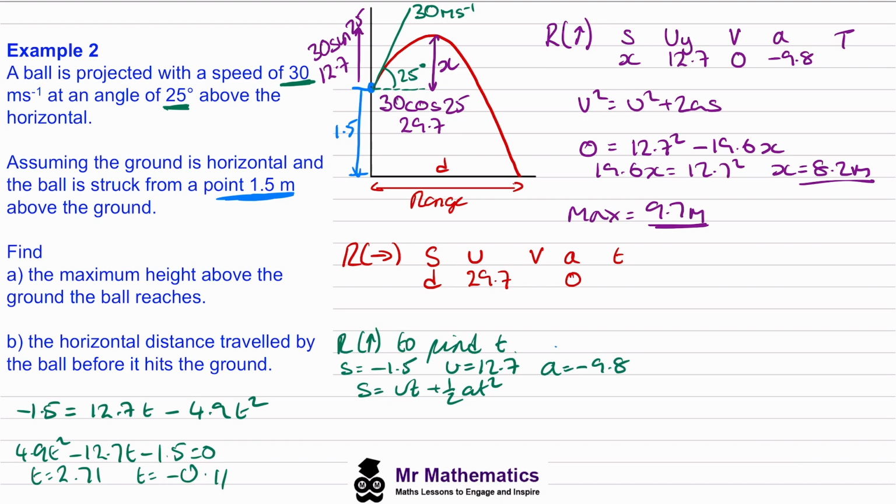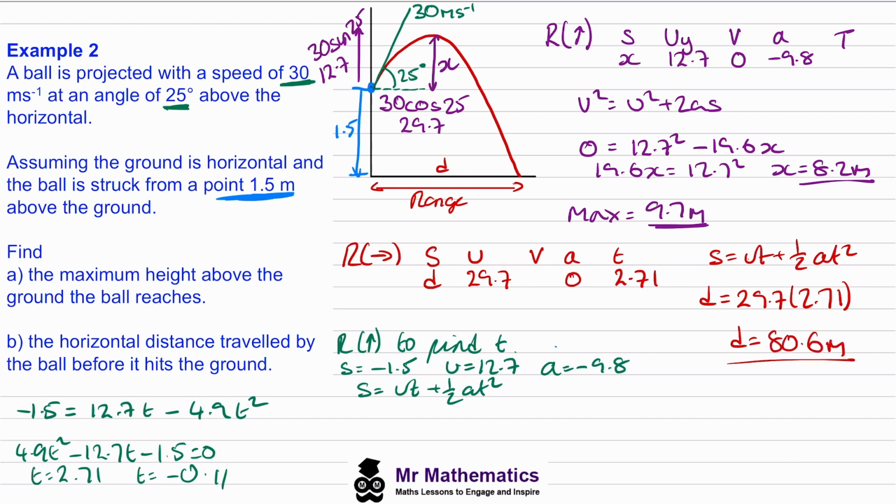So we'll substitute this back into here, and then we can work out our range using the same formula. So d will equal 29.7 times 2.71. We know this acceleration is 0, so all of that will go. So d will equal 80.6 meters.